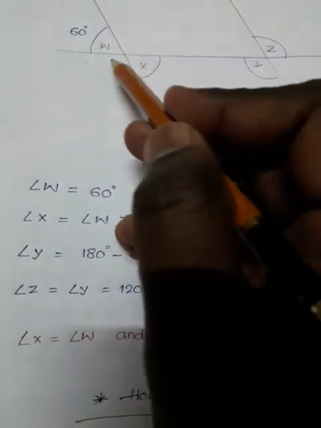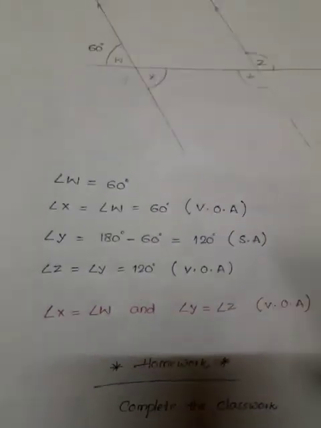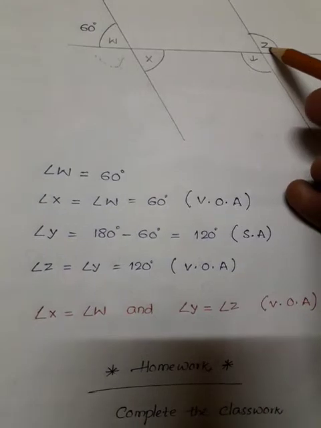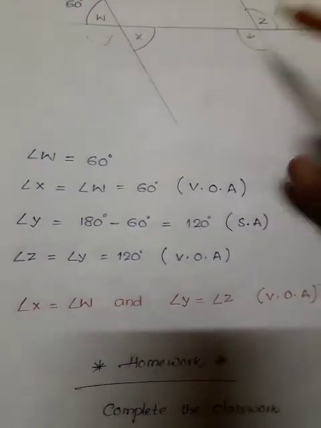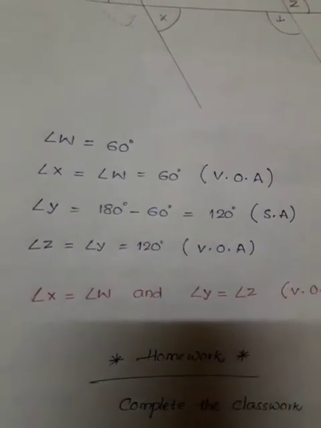Now Y, just now I told you, this angle is equal to this angle. X plus Y equals 180 degrees. So 180 minus 60 equals 120. It is a supplementary angle. Then angle Z I need to find. So angle Z I compare with angle Y, that is 120, vertically opposite angle.